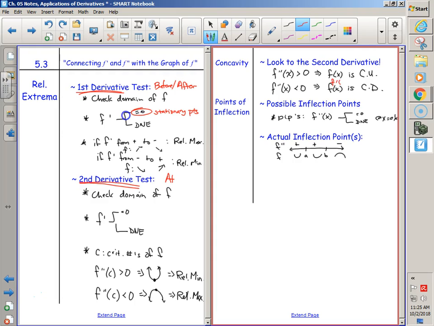What's f prime doing when f is concave up or when the second derivative is positive? Increasing. Good, because the derivative is positive. And what's f prime doing when f is concave down or when the second derivative is negative? Decreasing, because the derivative's derivative is negative. Sometimes that's helpful.